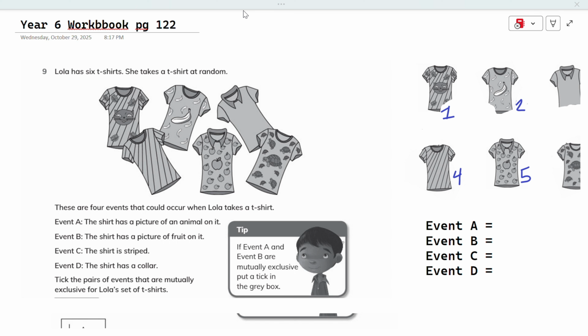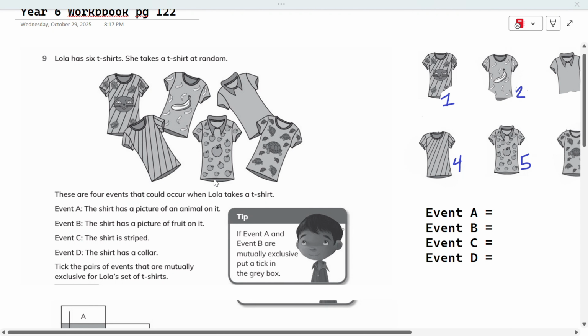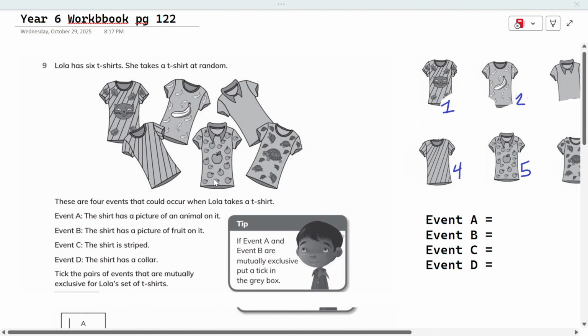Hello, there's a question in the Cambridge workbook for year 6. It's at page 122 and it's a very interesting question on probability. It's based on mutual exclusivity. Now, let's just remind ourselves, what does it mean when two events are mutually exclusive?